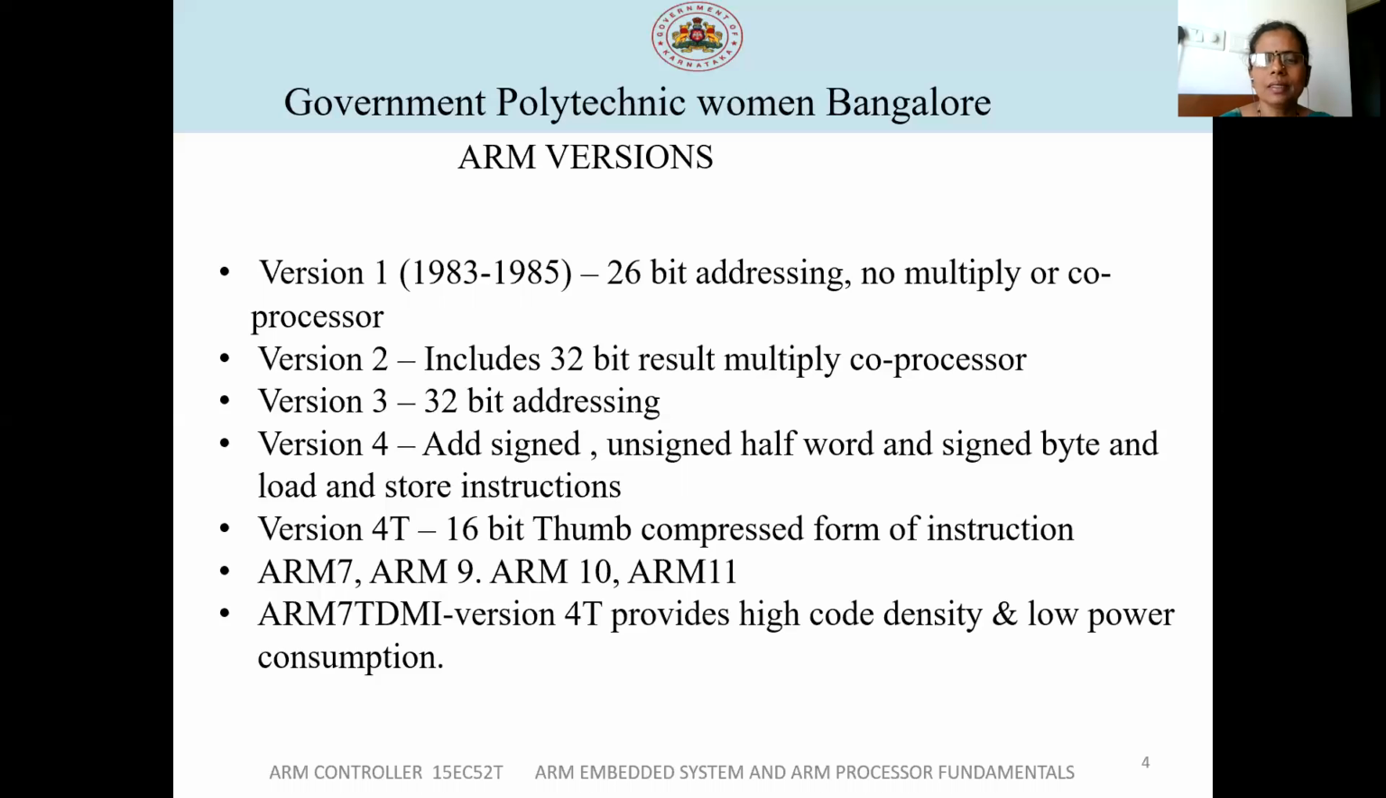In version 1, 26-bit addressing is there. In version 2, 32-bit result multiply and co-processor features are available. Version 3 is 32-bit addressing once again. In version 4, some additional features are added: signed and unsigned half-word numbers, signed byte, and load and store instructions are available. And in version 4T, a special feature is included, that is the 16-bit Thumb compressed form of instruction.